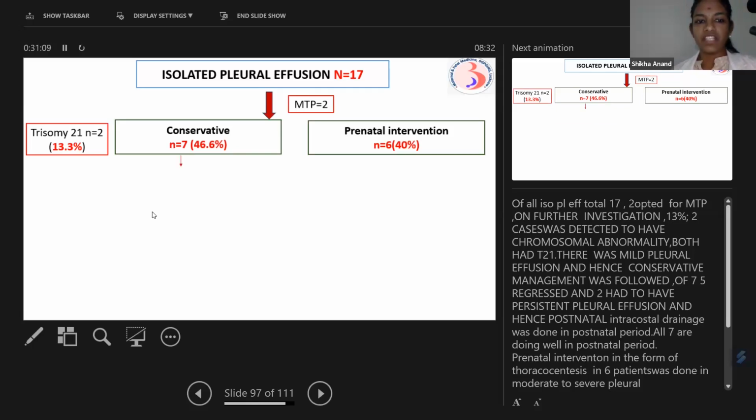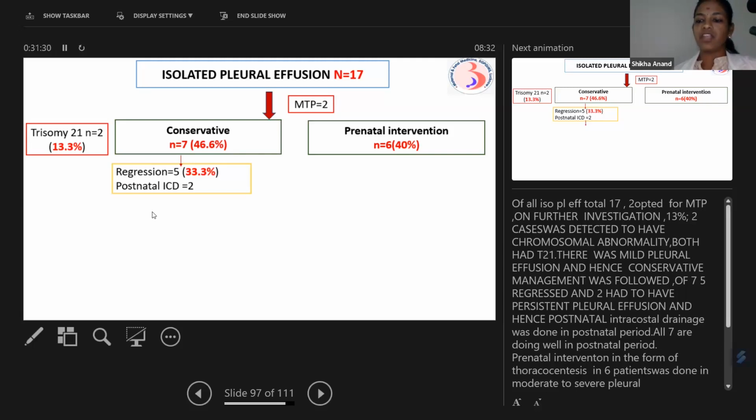Of the patients who were managed conservatively, 5 cases regressed, that is 33.3%, there was regression of pleural effusion, whereas another 2 had persistent pleural effusion, and hence postnatal intercostal drainage was done. All the 7 babies are doing well in their postnatal period.